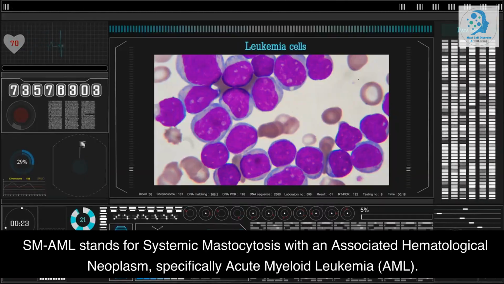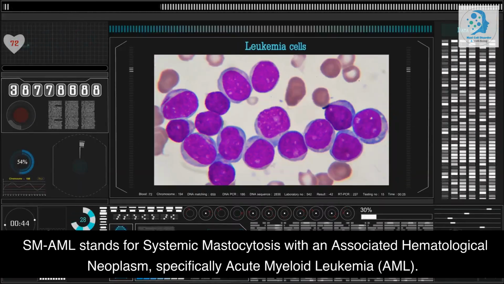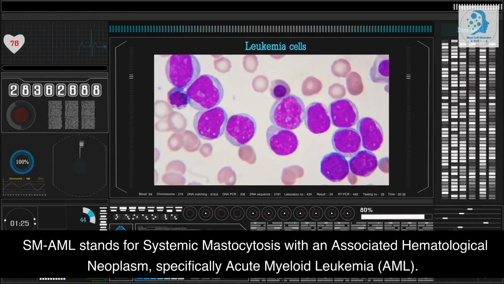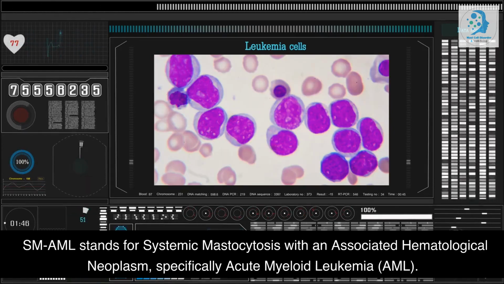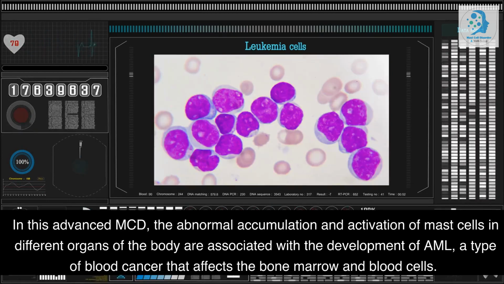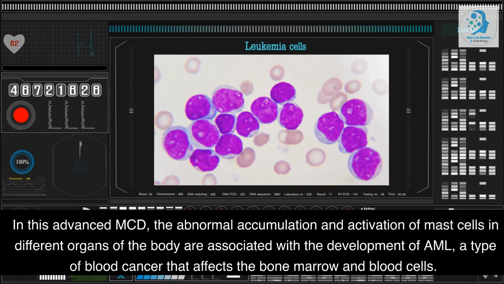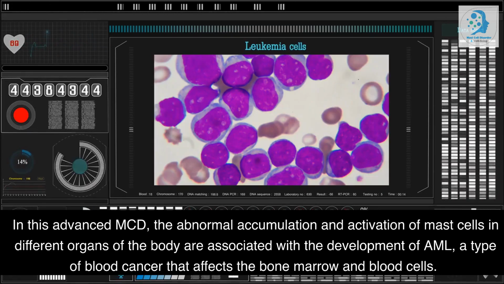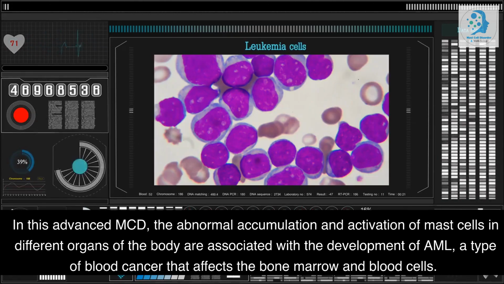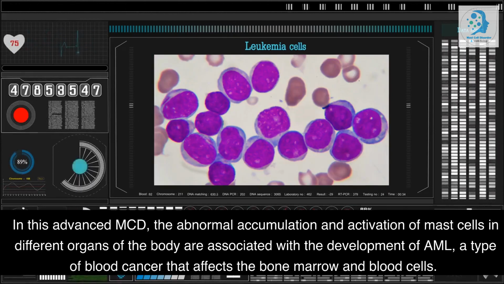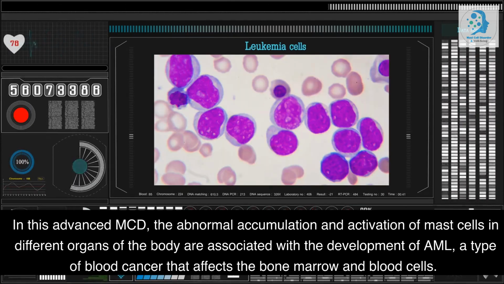SM-AHN stands for systemic mastocytosis with an associated hematological neoplasm, specifically acute myeloid leukemia, AML. In this advanced MCD, the abnormal accumulation and activation of mast cells in different organs of the body are associated with the development of AML, a type of blood cancer that affects the bone marrow and blood cells.